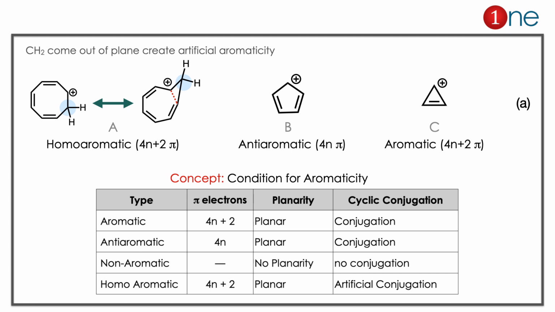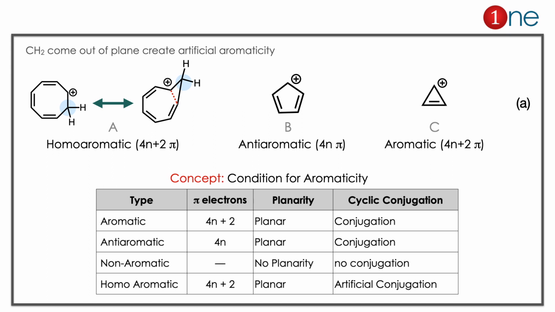The second one has everything in conjugation, no problem, but it has 4n pi electrons. So it is an anti-aromatic system. Third, obviously 4n plus 2, because it has 2 pi electrons. So it's an aromatic system. So A is homoaromatic, B is anti-aromatic, C is aromatic.